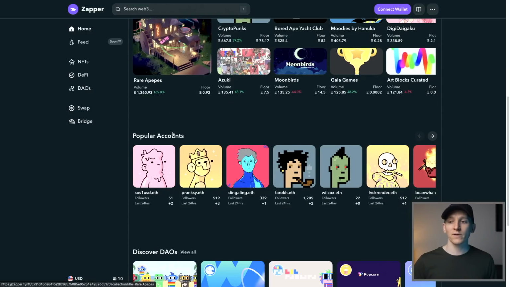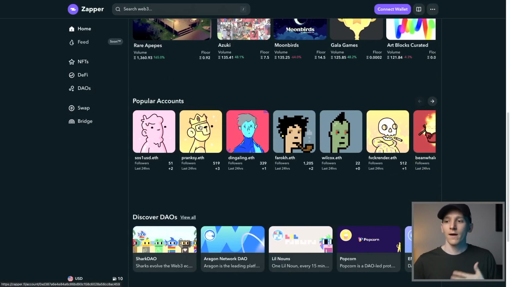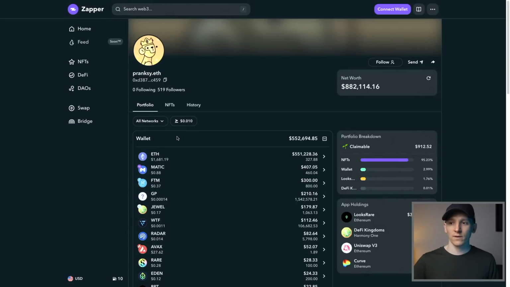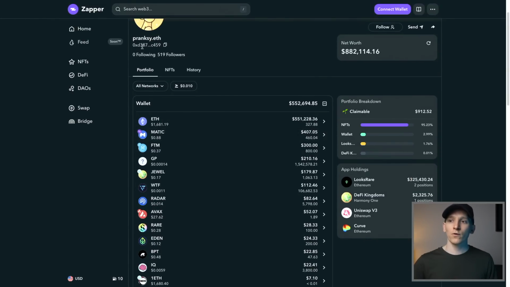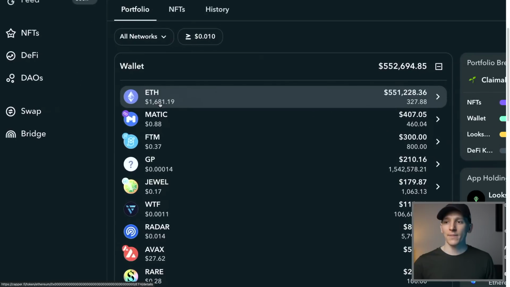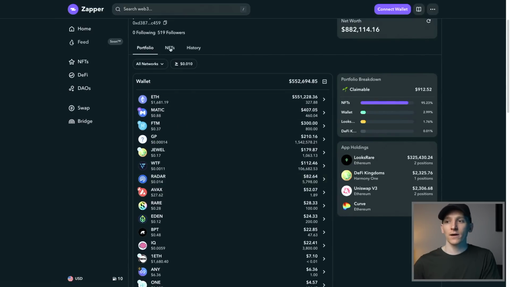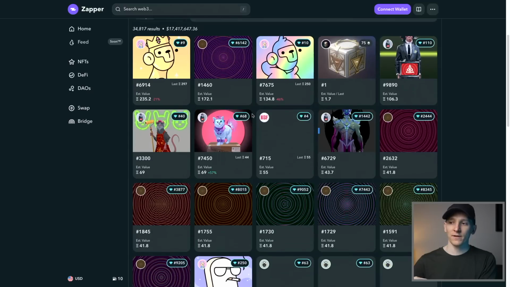But what you can also do is actually see other people's wallets as well. So as an example, we'll go down to this popular account here and we can see all of the tokens that they have. So you can see their wallet address, of course, and then this is their .eth domain name. So that's their kind of username. And then you can see all of ETH, Matic, all of the different tokens that they have. Then go over to NFTs and you can see all of the NFTs that they own as well.